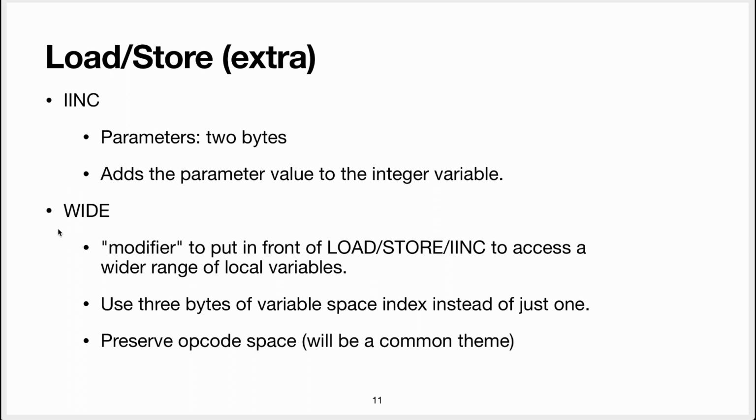Another one, and this one is a bit special, is wide. So wide is a modifier that you put in front of a load or a store or an INC to access a wider range of local variables. Because by default, you only have 1 byte that's used to index the list of variables. Okay, and so that gives you only 256 variables. Normally that's enough, your method is not that big, 256 variables should be plenty. But in case that's not the case, you can use the wide instruction, and then after that you put the normal instruction, so you put wide, a store, then you encode the variable index on 3 bytes instead of just 1. So the reason why they did this is to preserve opcode space.